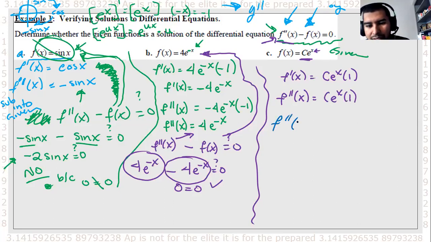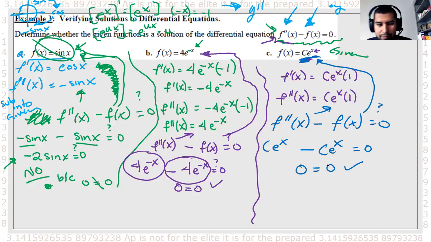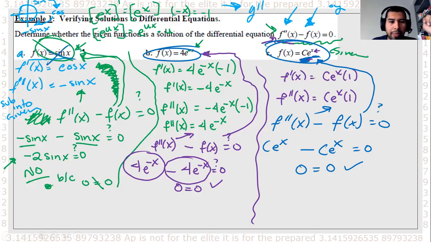So f double prime of x minus my original function f of x is equal to zero, question mark. Well, f double prime is this one, c e to the x, minus my original, which we said was this one, c e to the x, equal to zero. So we do have that zero equals zero. So our answers would be this one and this one, but not this one.